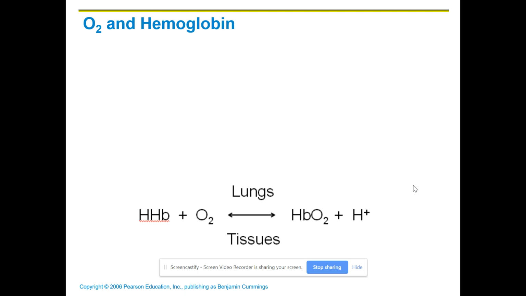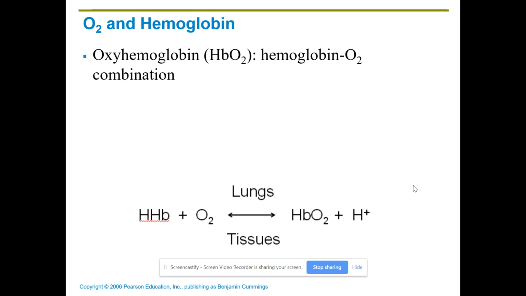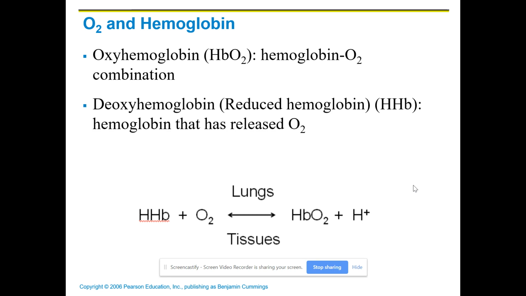Well, in the presence of oxygen, it attaches to hemoglobin. But when we reach an area where oxygen is low, it comes off. This oxygen binds loosely and reversibly. When it's bound, we call it oxyhemoglobin. When it comes off, the hemoglobin is then called deoxyhemoglobin, or sometimes reduced hemoglobin.